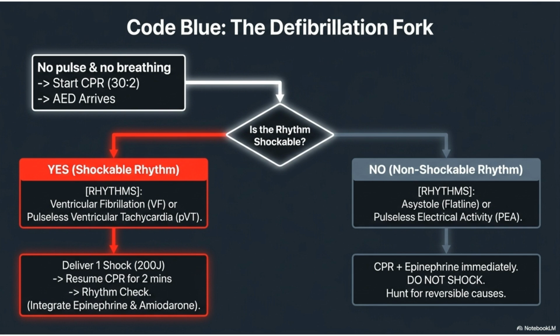When a patient is pulseless, the first question is: is the rhythm shockable? Yes: ventricular fibrillation (VF) or pulseless VT. Deliver a 200 J shock immediately. No: asystole or PEA, pulseless electrical activity. Do not shock. You must perform CPR and give epinephrine while hunting for the reversible causes.